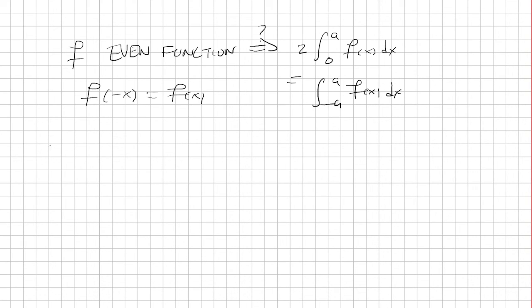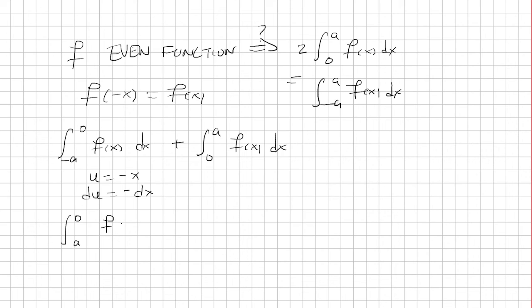Okay. So let's take negative a to a. We'll split it up at 0. So we'll have two separate integrals. If we let u equal negative x, du will be negative dx. So if x is 0, u is 0. If x is negative a, u is a. And then this will be negative f of negative u du.